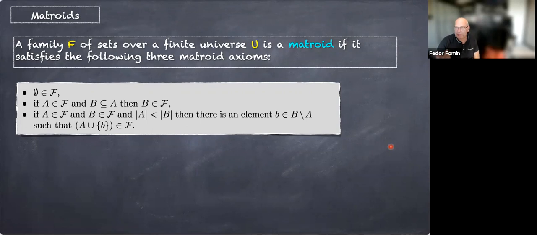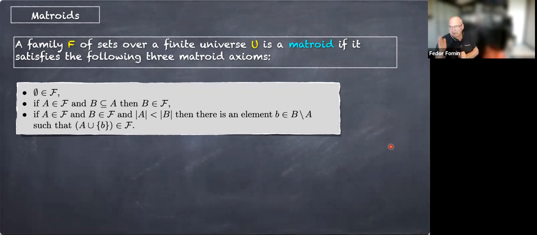First axiom, the empty set is in the family F. Second, if the set A belongs to F, and B is a subset of A, then B also belongs to F. And third, if I have two sets A and B both in F, and the cardinality of A is smaller than the cardinality of B, then there is always an element of B which I can add to A, and this will also be a set in F.